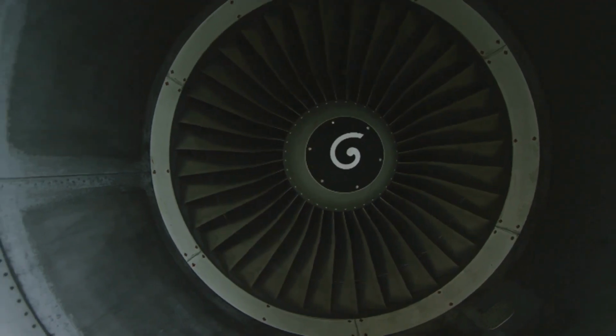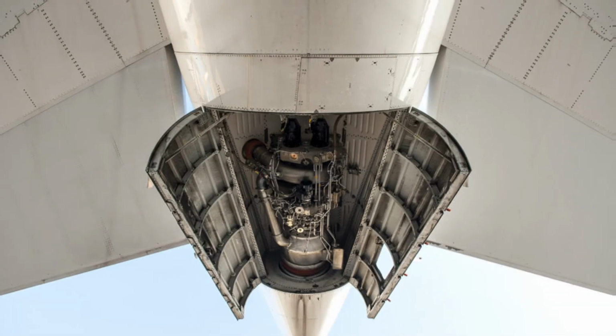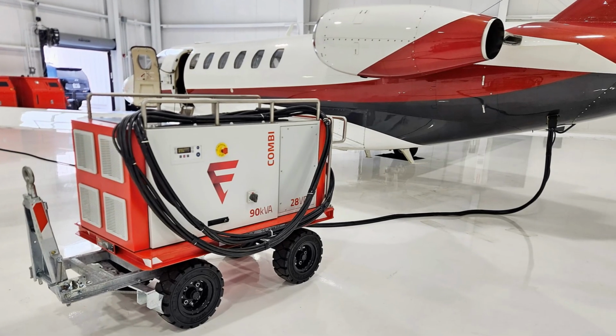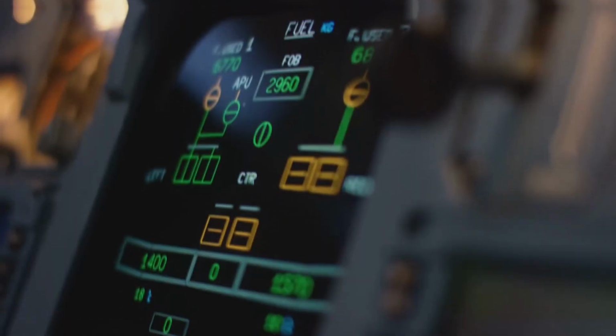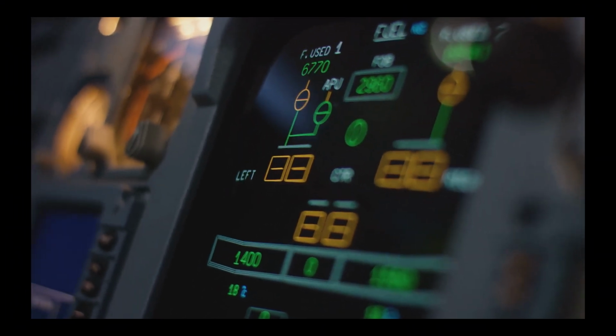Power distribution. The electrical power is managed by electrical distribution systems that route power from generators, which include main engines, APU, batteries, external power from the GPU, and RAT. Power is converted between AC and DC as needed for different aircraft systems.